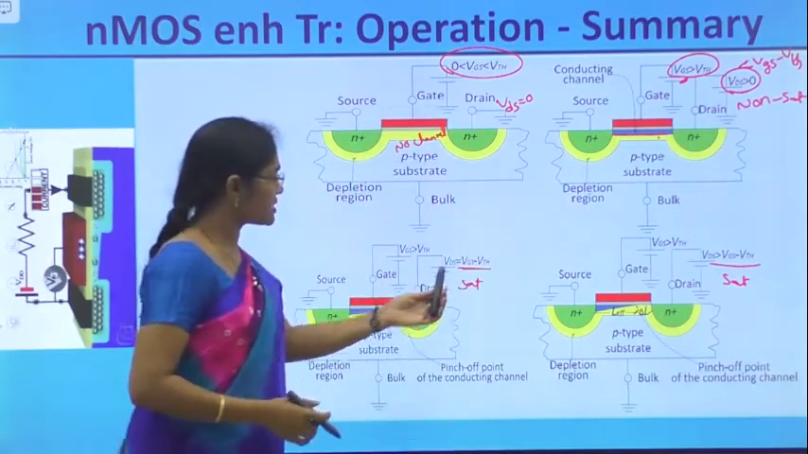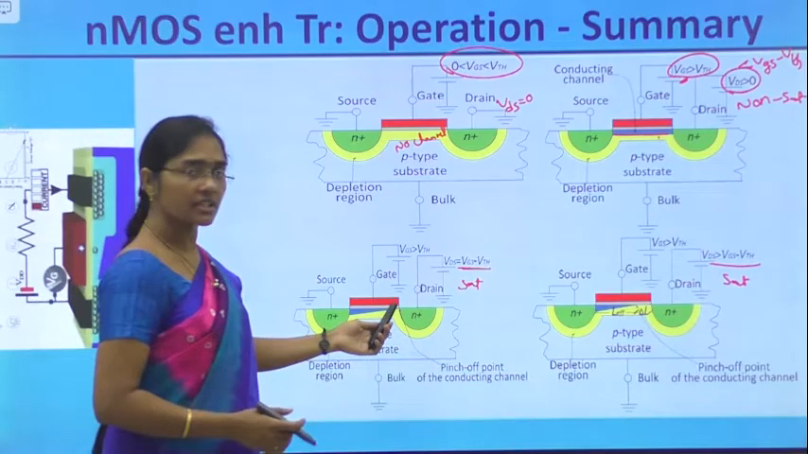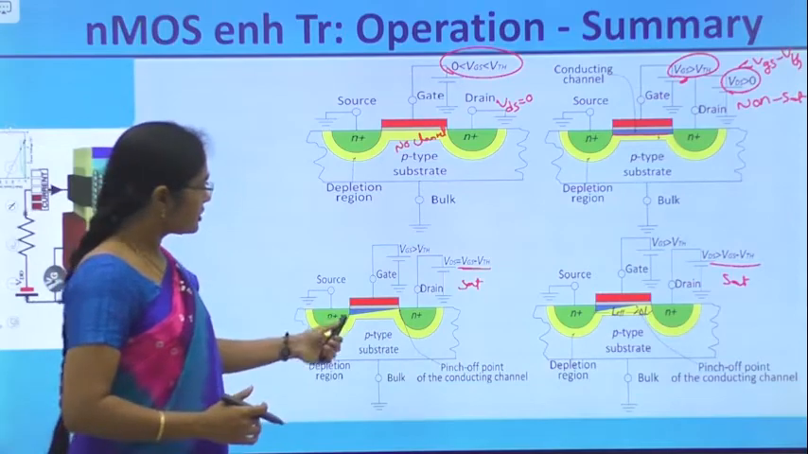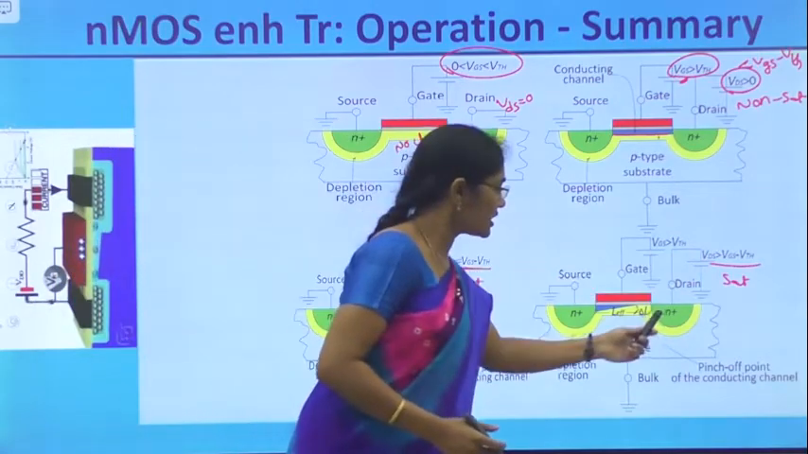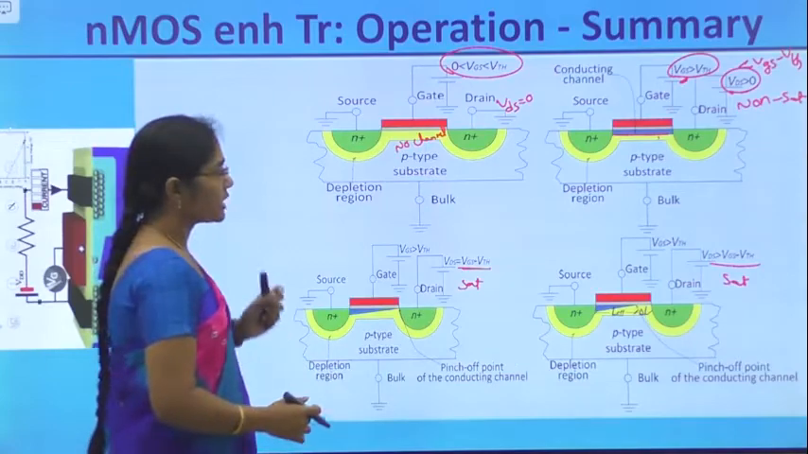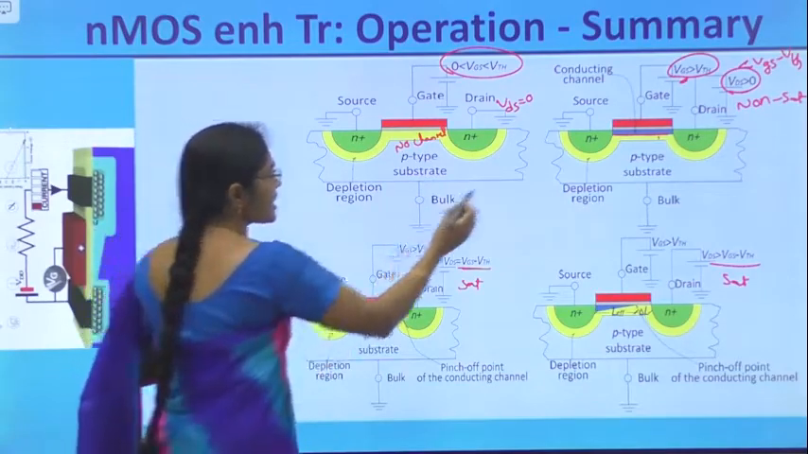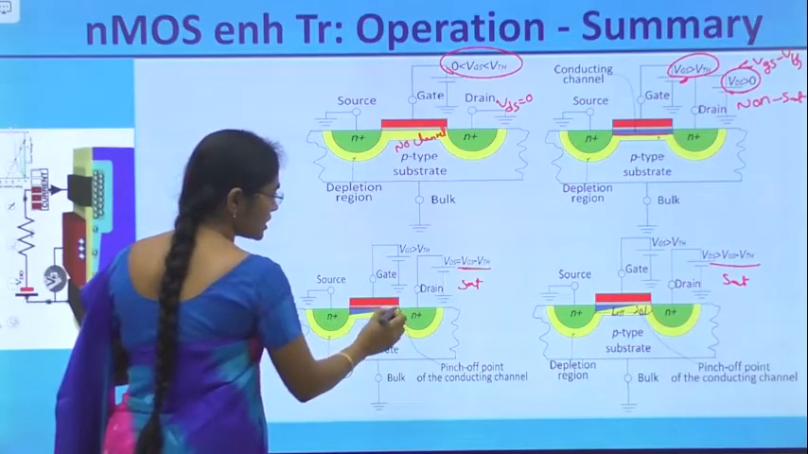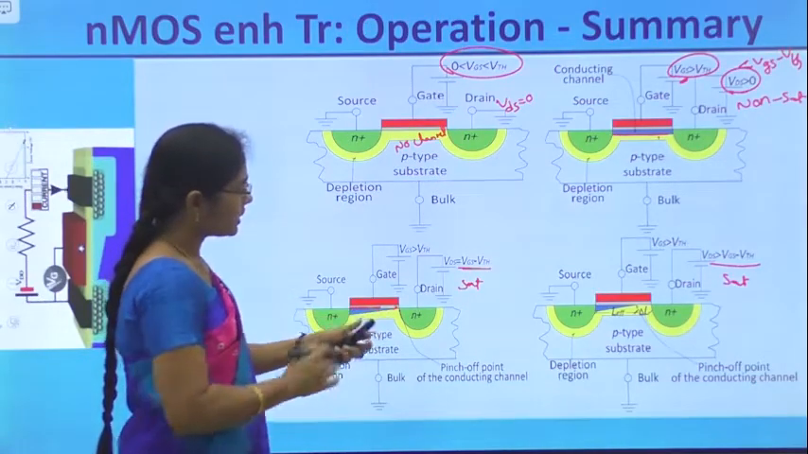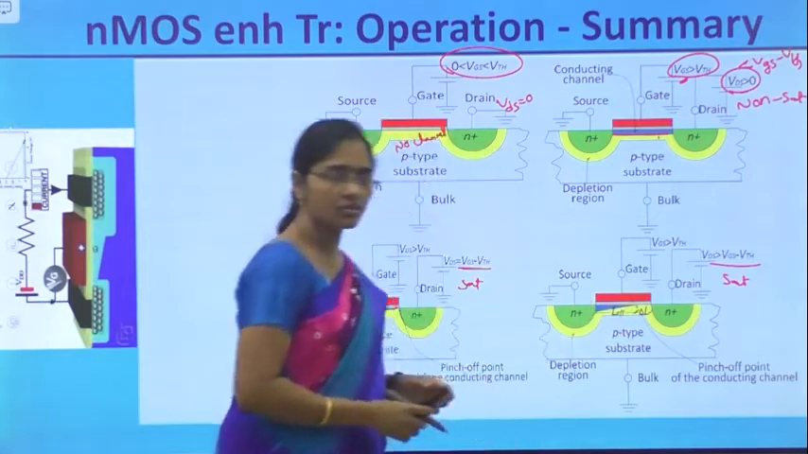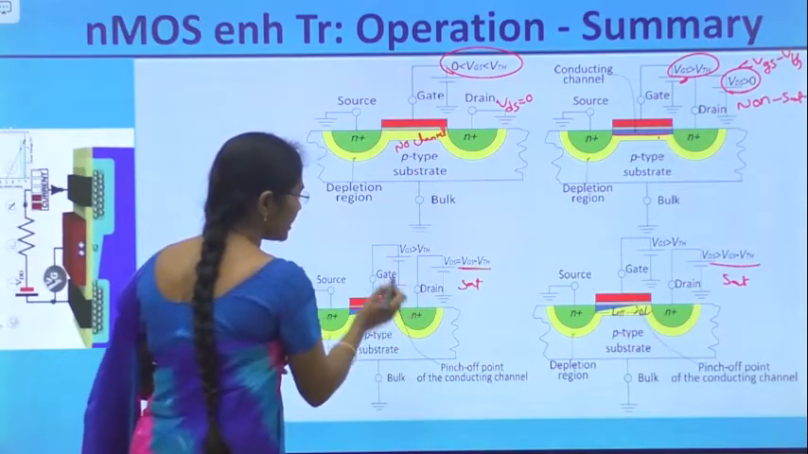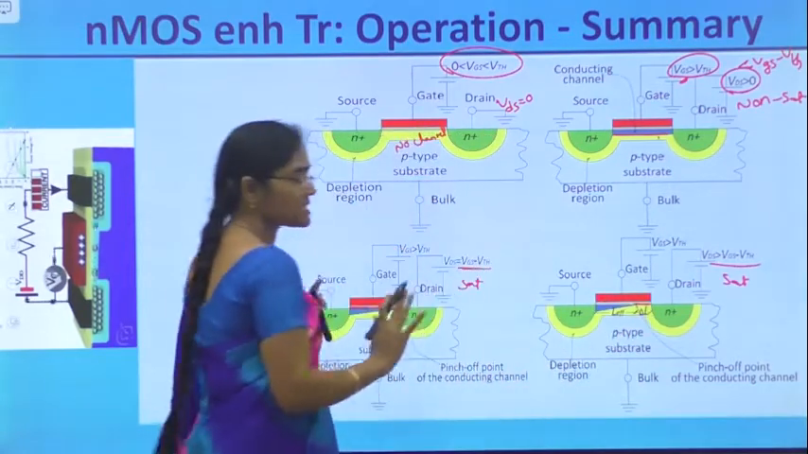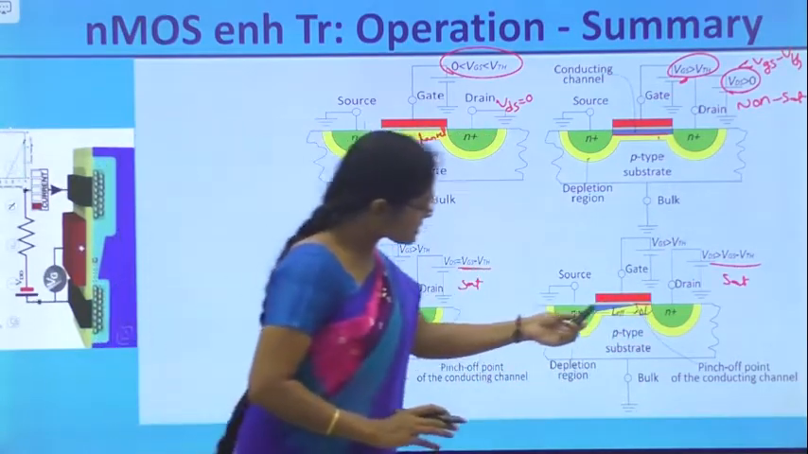And then if VDS is increasing, the channel is reducing at the drain end because of the increasing depletion region. And then if VDS is still increasing, the channel is shrinking. So we can clearly observe here that the channel was exactly rectangle shaped. The channel changes to a small triangle and that triangle is reduced. So here at the source end it is connected, but at the drain end this blue color is not there. That means the channel is disconnected.